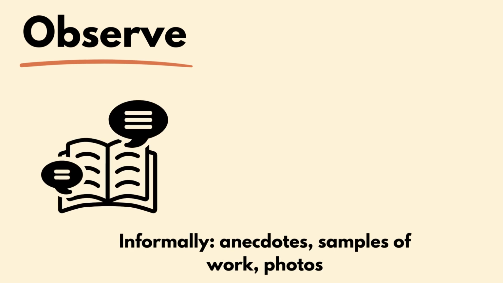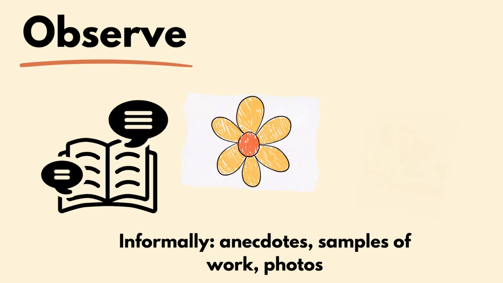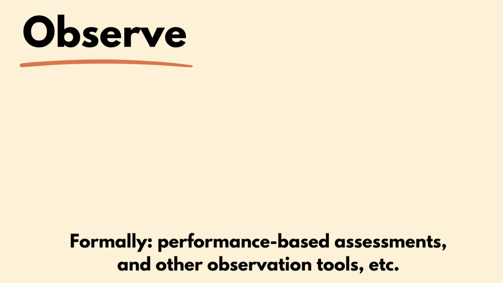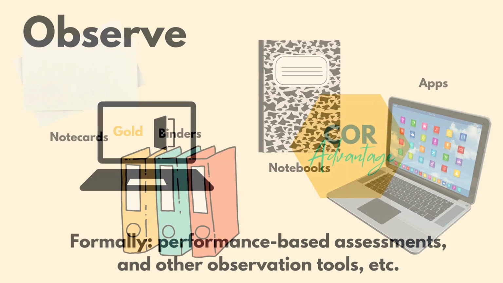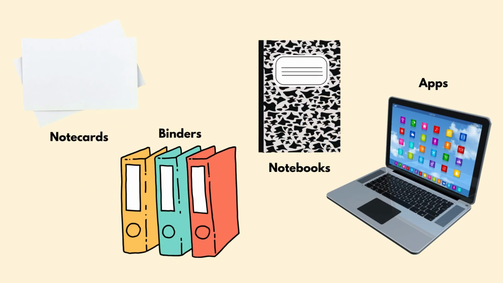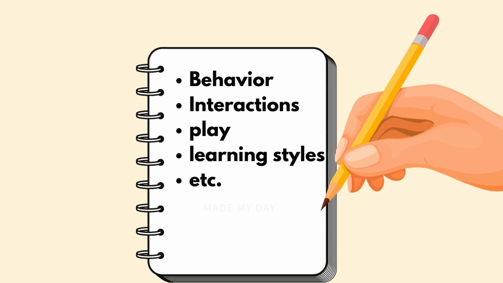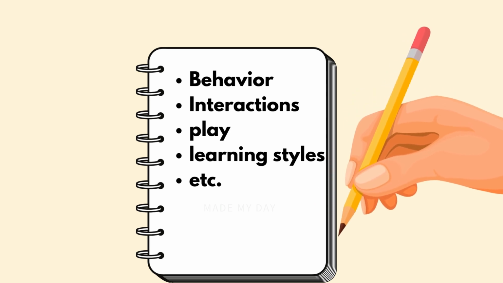Observations made by teachers can be done informally through use of anecdotes, examples of children's work, and photos. They can also be done formally through use of performance-based assessments such as Teaching Strategies Gold or HighScope Core Advantage. Find a method that works best for you for documenting what you observe, taking note of behaviors, interactions, play, and learning styles to inform the planning phase of the cycle.